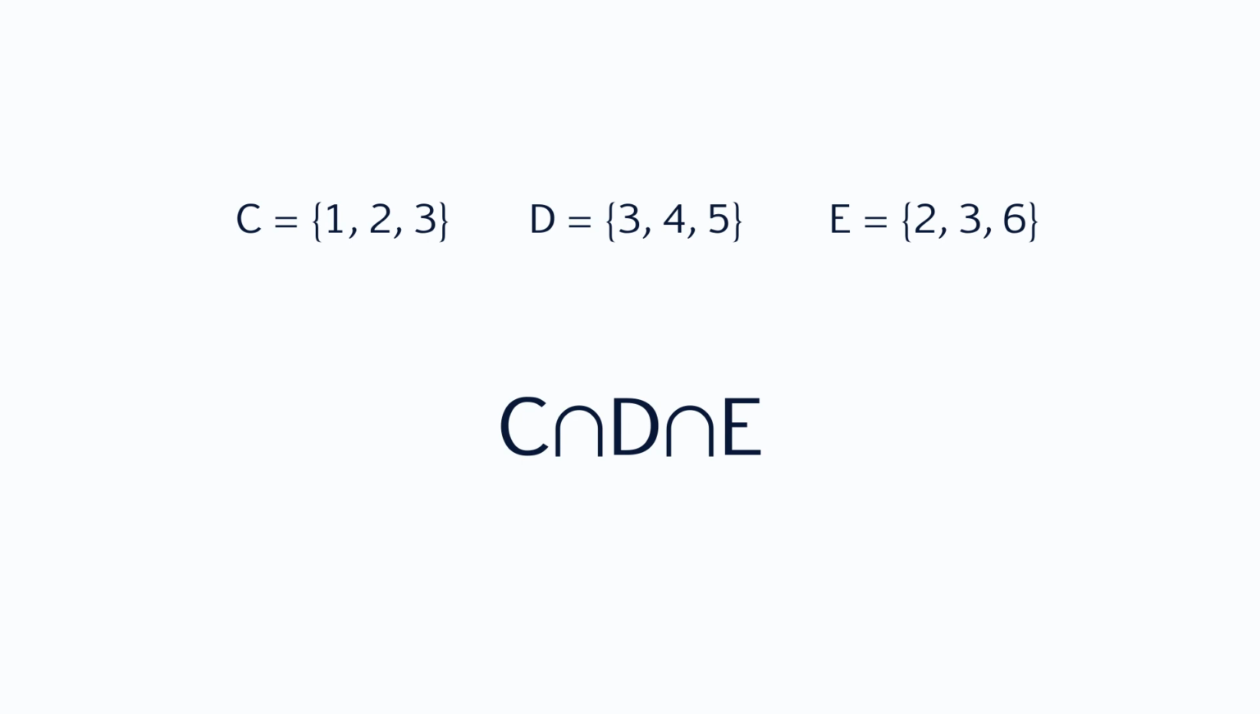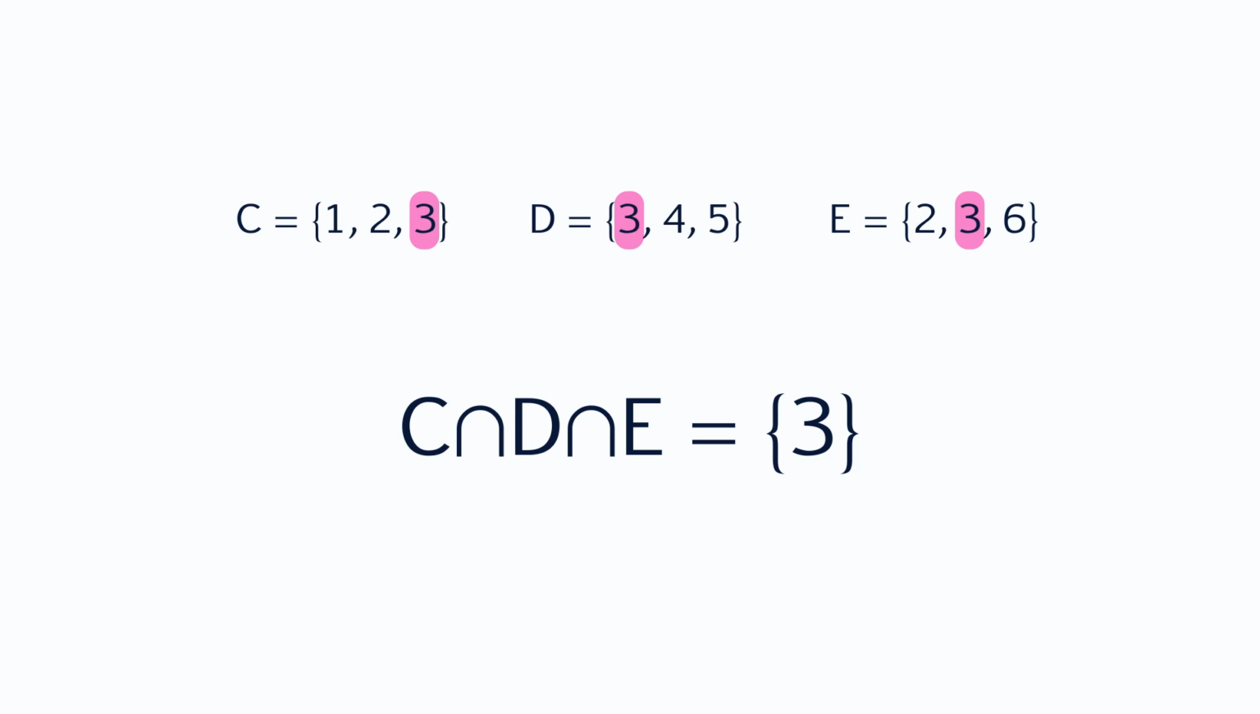You note that C has the elements 1, 2, and 3. Do any of these elements show up in set D? Yes, the number 3. So you know that the only possible element that can be included in the intersection is the number 3. Now, is 3 also included in set E? Yes, it is. So the intersection of C, D, and E is the set containing the element 3. It is possible to have a set that contains only one element. The intersection of the sets C, D, and E is 3.